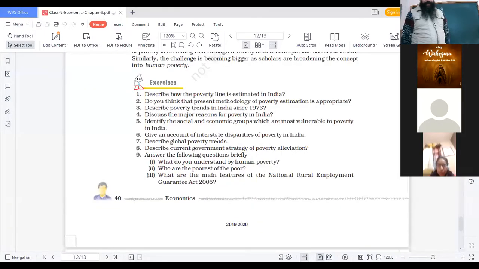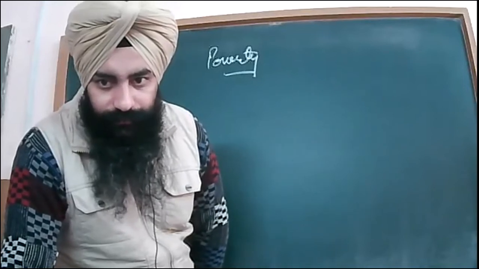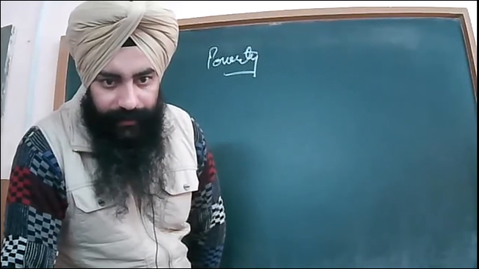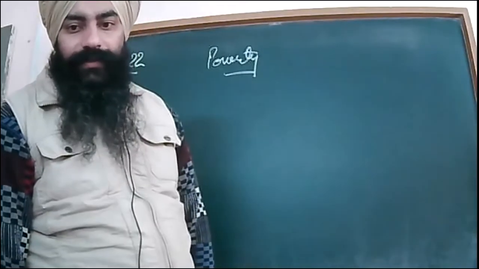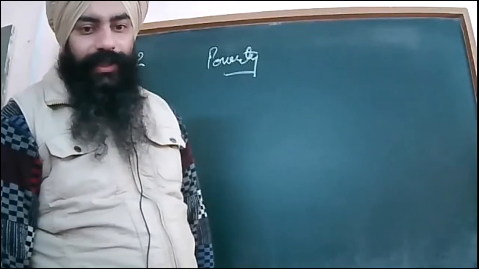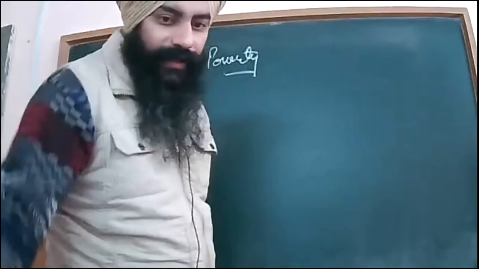Next is question number five: Identify the social and economic groups which are most vulnerable to poverty in India. Lavlina will answer. Lavlina Saroy, answer. Lavlina, raise your hand. Yes, Ramni has given the social groups: scheduled castes and scheduled tribes. Ashpreet and Ramni have given answers.